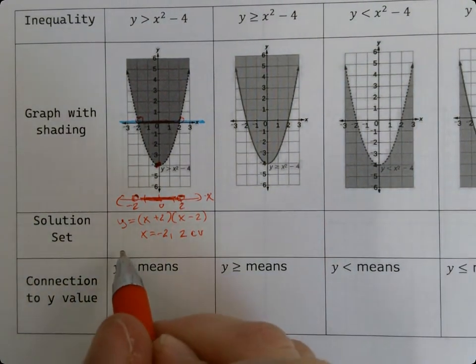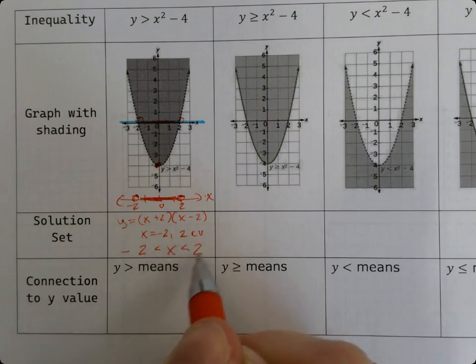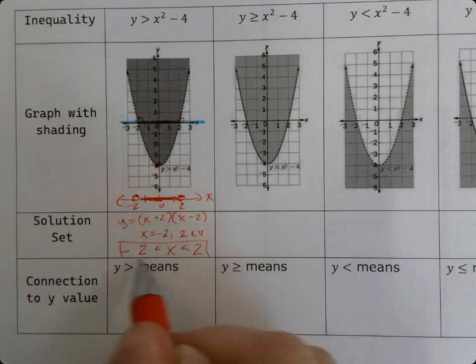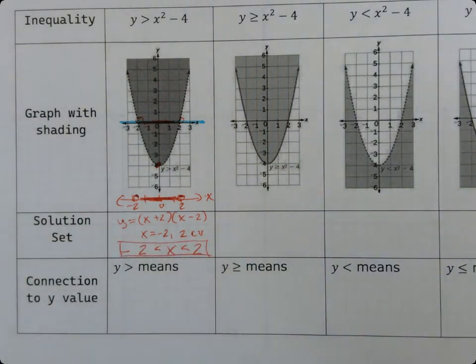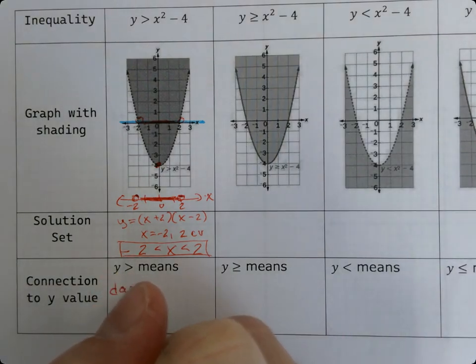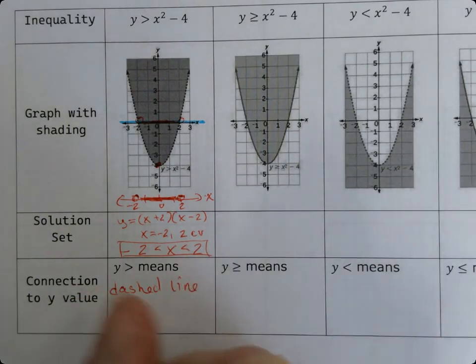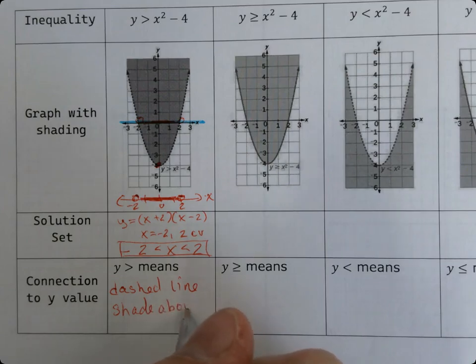So the solution set would be negative 2 is less than x, which is less than 2. Now that would be written as an inequality, or if you wrote it in interval notation, negative 2 to 2 with parentheses. Okay, when y is greater, it means you're going to have a dashed line. So it's not including those y values, and you're going to shade above the parabola.